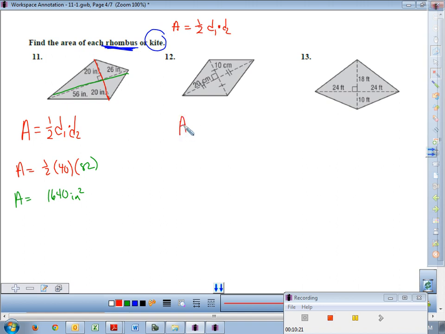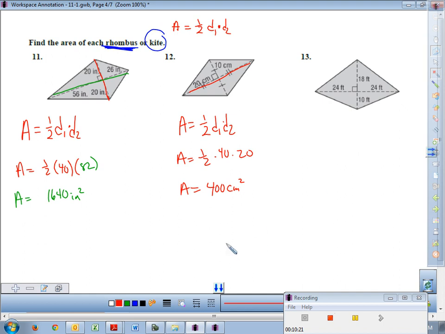Again, this is actually a rhombus because the diagonals perpendicularly bisect each other. And the area, since we have the diagonals, we'll use the diagonal formula. 1/2 times this whole diagonal, which is 40, times this whole diagonal, which is 20. And then you have half of 40, which is 20, times 20 again, is 400 centimeters squared.